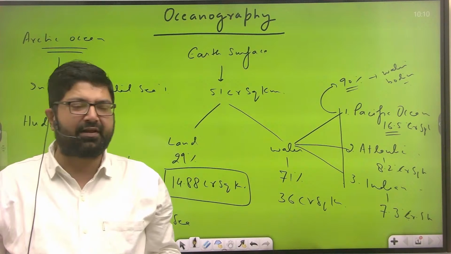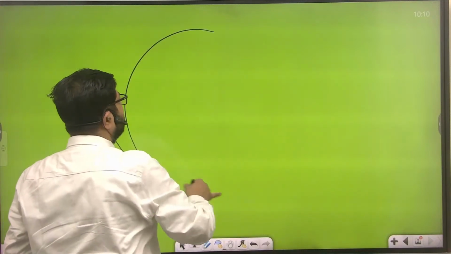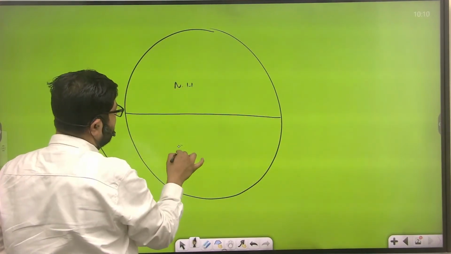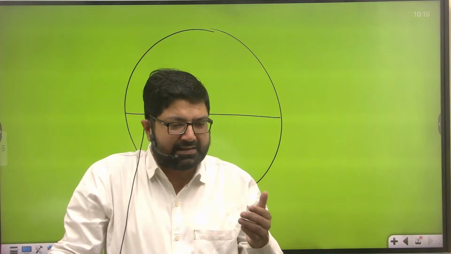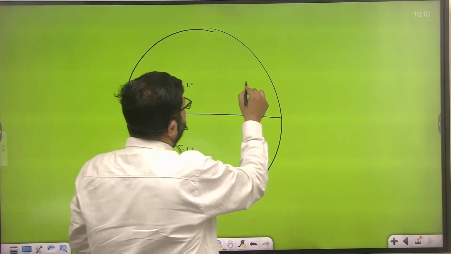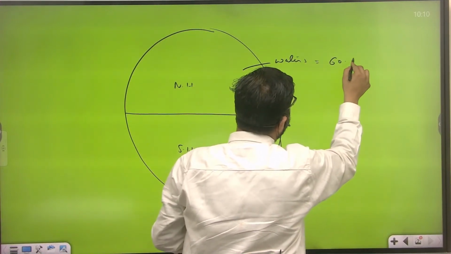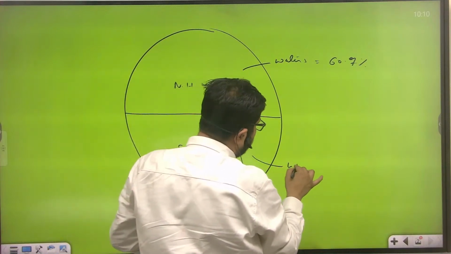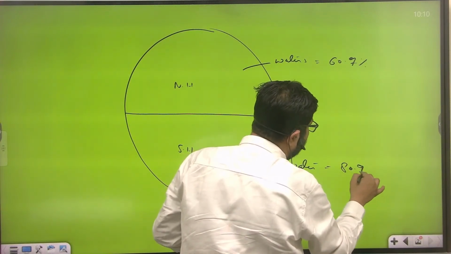Now, we are very much familiar that the equator divides the earth into two hemispheres. This is northern hemisphere, this is southern hemisphere. Northern hemisphere is known as land hemisphere and southern hemisphere is known as water hemisphere. In northern hemisphere, out of total area, water bodies account for 60.7% of the total area. In southern hemisphere, water bodies account for 80.9% of total area.